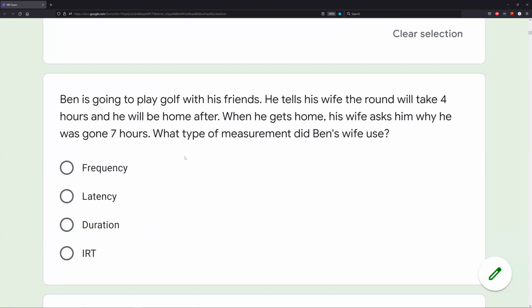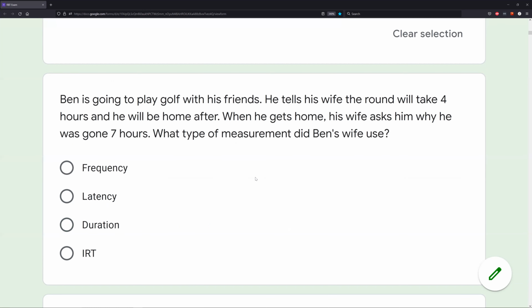When we're dealing with basic measurement, what do we ask first? Are we dealing with time, or are we dealing with the number of responses? This is clearly a time question. We're dealing with hours. What can we eliminate? We can eliminate frequency. Frequency has to do with the count or number of responses. Leaves us with latency, duration, and IRT.